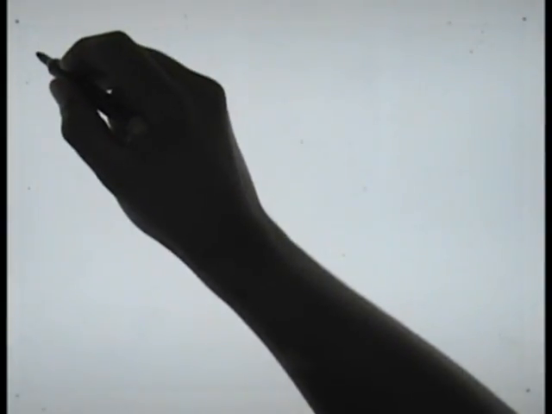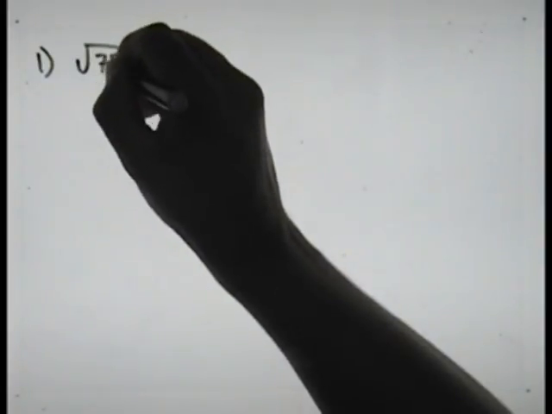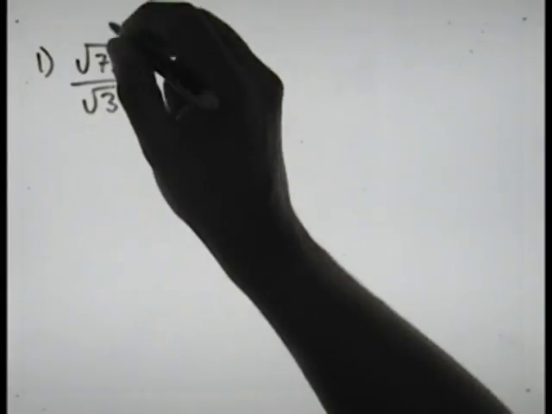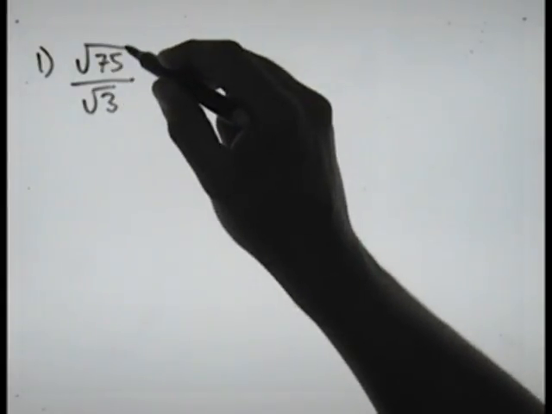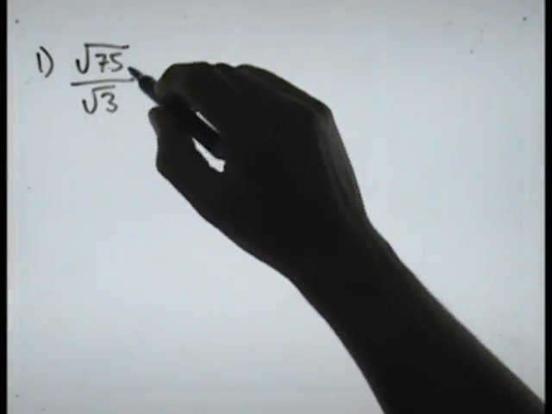Welcome back. Let us look at those examples that I gave you to do. The first one was simplify root 75 divided by root 3. Now square root of 75 is not going to give you a very pretty answer, neither is square root of 3. Let's start off with 75 and let's see what we can do with it.